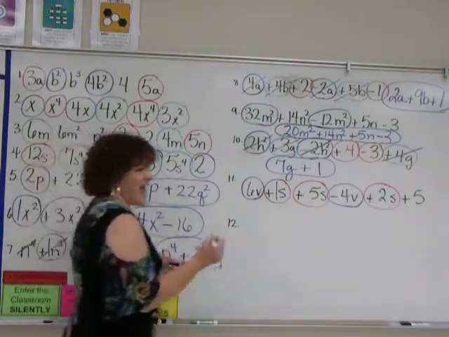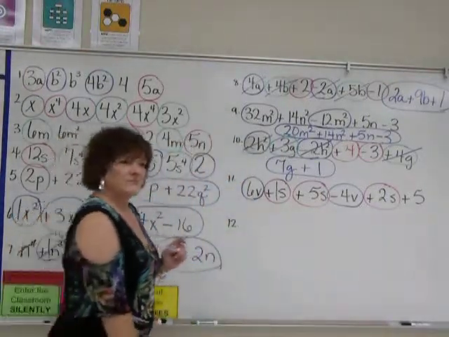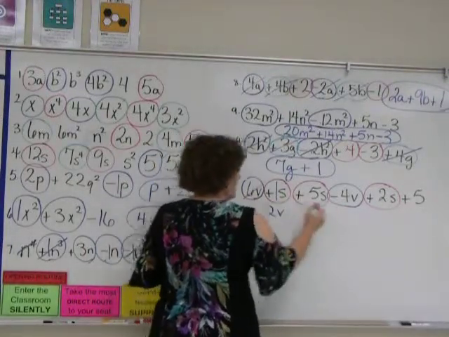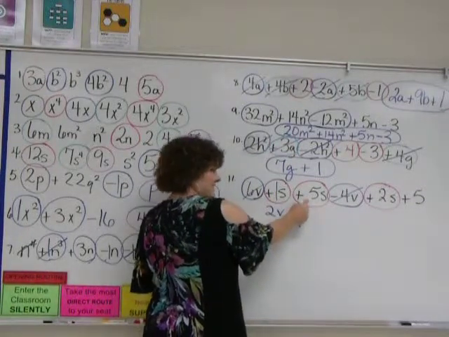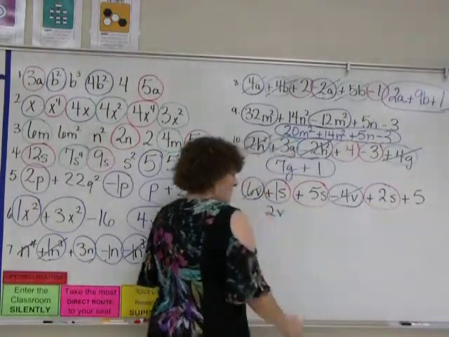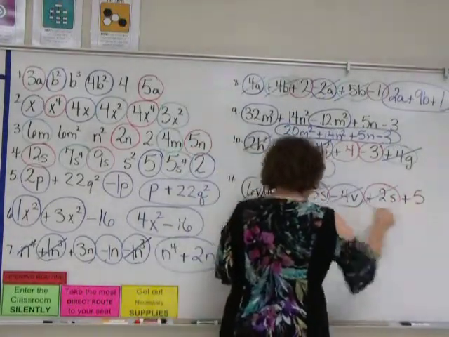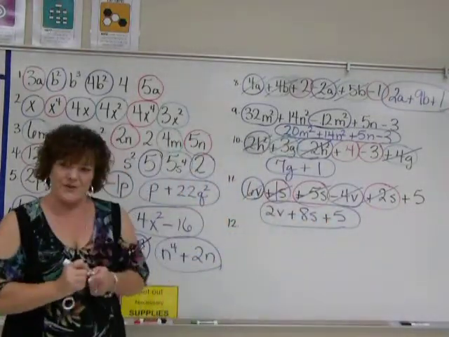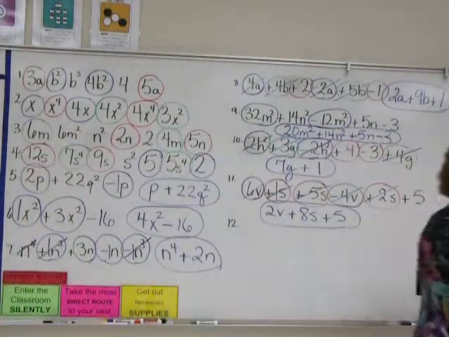Now, if I have 6 b's and I take 4 b's away, how many b's do I have? 6 minus 4, 2 b's. If I have an s and I add 5 s's, that's 6 s's. And if I add 2 more s's to 6 s's, how many s's do I have? 8 s's. And then I have this 5 hanging out, and you have to include it even though it doesn't have anything to combine it with. So that's the answer to number 11, 2b plus 8s plus 5.